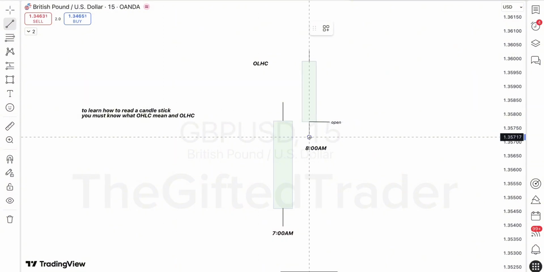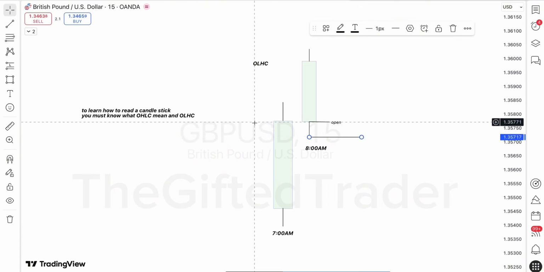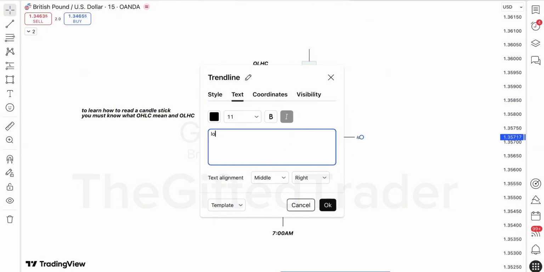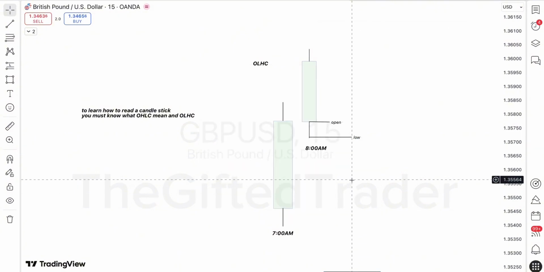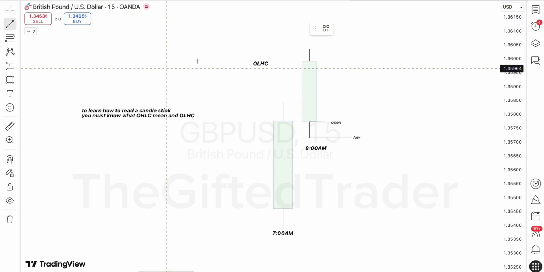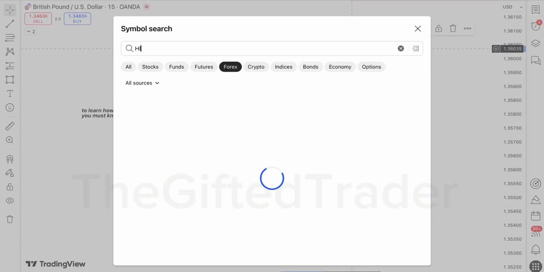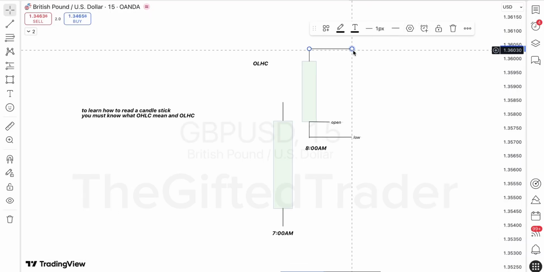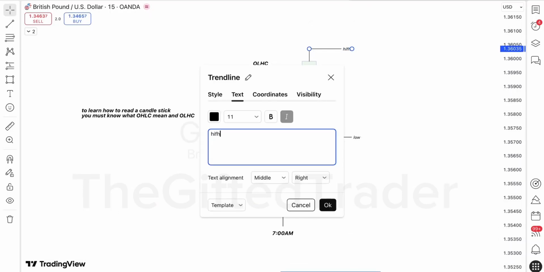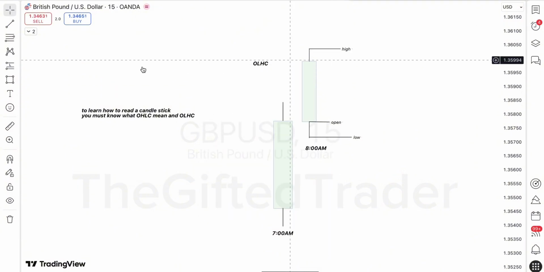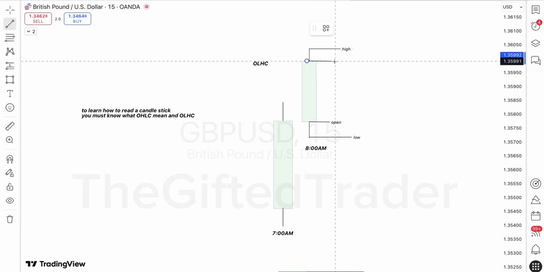Here is the close. Sorry, the low, my fault. Here is the low, while this is the highest point that this candlestick got to in an hour. This is the high. I'm so sorry, this is the high, the highest point that the price got to. And this is the close. This is where the market closed. Okay.